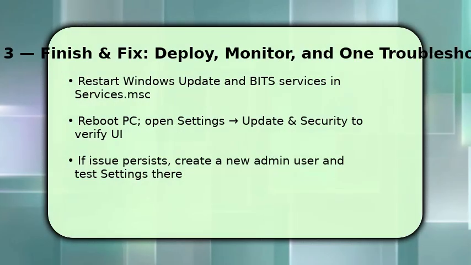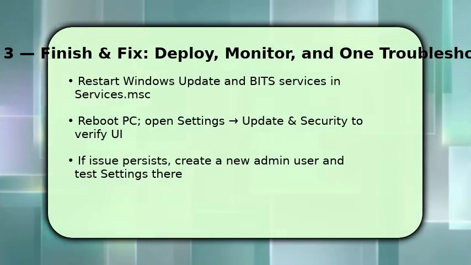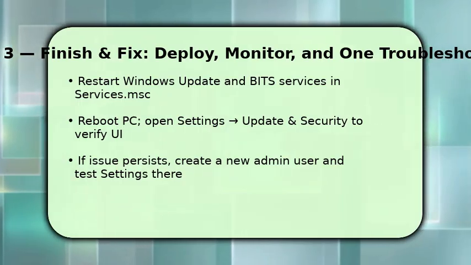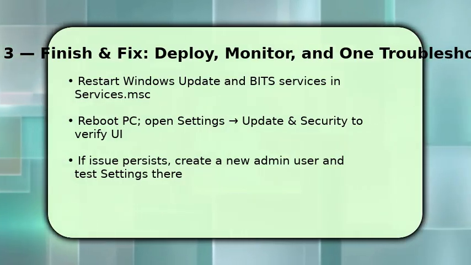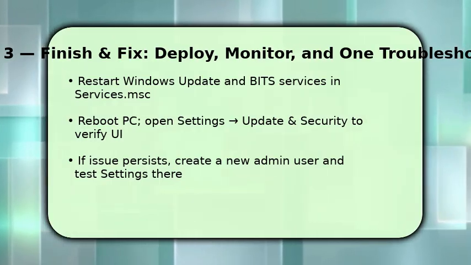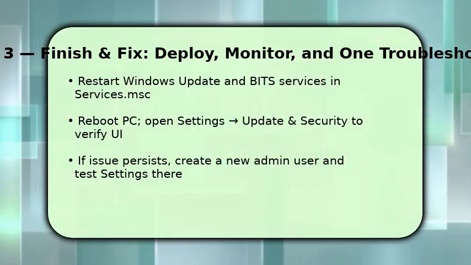Now you restart the services you stopped earlier, Windows Update and BITS. Then reboot the PC so changes fully apply and cached UI states clear. After login, open Settings > Update & Security to verify the update pane loads normally. If it's fixed, you're done.